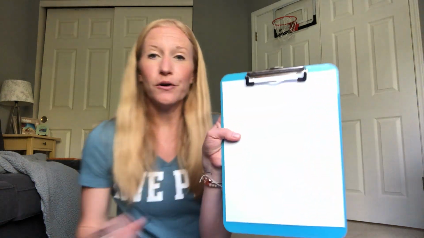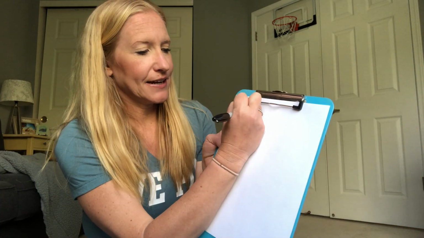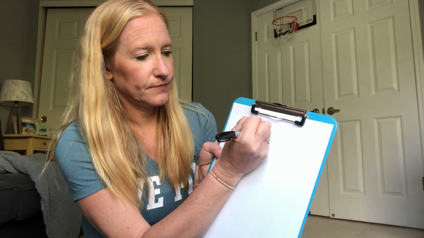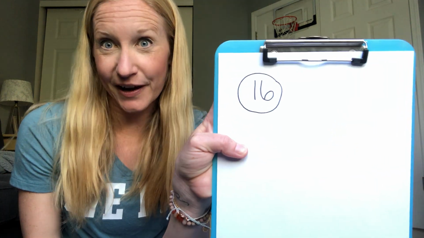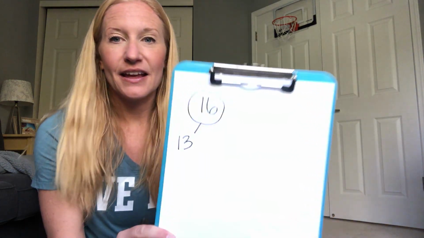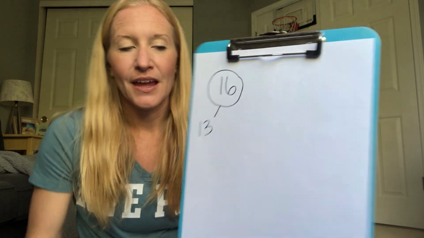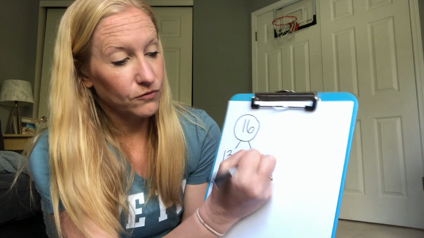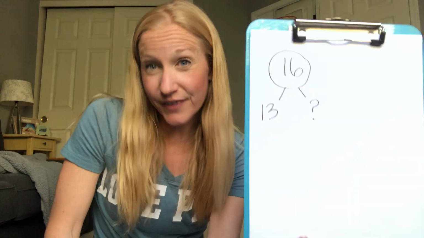So this year, so far, we always loved to use our number bonds. So 16 would be my whole, the whole la pizza, like Brian would always say, right? And 13 is my part. Now I am missing this other part right there. So I need to find it, right?